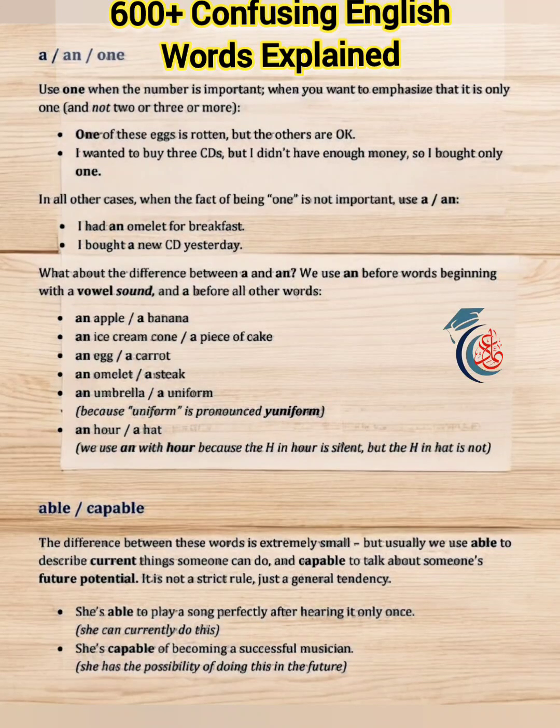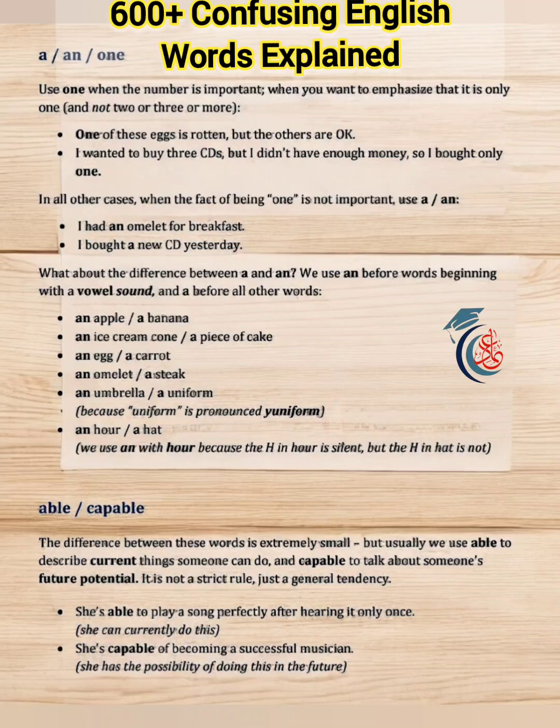A, an, one. Use one when the number is important, when you want to emphasize that it is only one, and not two or three or more. 1. One of these eggs is rotten, but the others are okay. 2. I wanted to buy 3 CDs, but I didn't have enough money, so I bought only one. In all other cases, when the fact of being one is not important, use a or an. 3. I had an omelette for breakfast. 4. I bought a new CD yesterday.